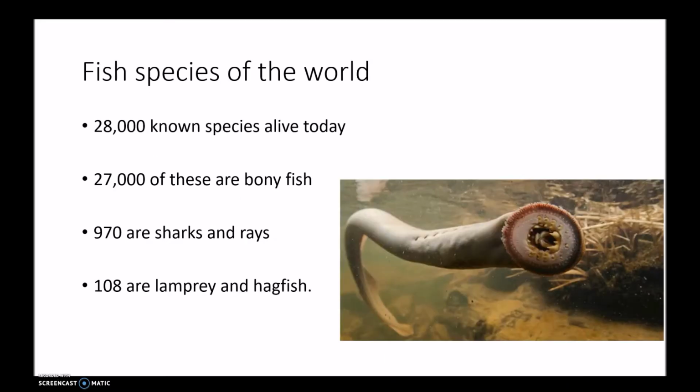So there's about 28,000 known species alive today, and 27,000 of those are bony fish. So the vast majority are bony fish. Now there's 970 species of shark and ray, and we already did a class on those. So for this class, we're going to avoid talking too much about sharks and rays, but we will talk a little bit about our lamprey and our hagfish. There's 108 different species of those, and a few of those species are actually found in Ireland.